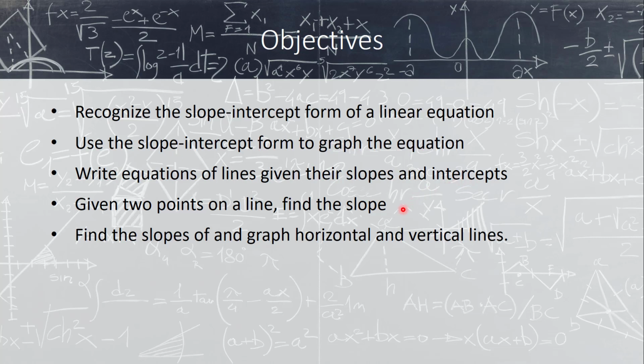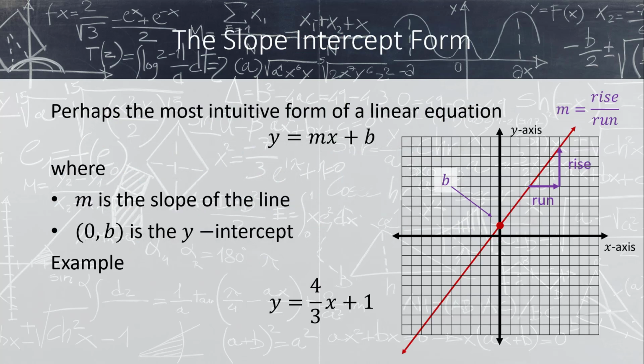Given 2 points either as ordered pairs or by picking 2 points on a graph of a line, we are going to find the slope, and then we are going to find the slopes of and graph horizontal and vertical lines. So let's get started.